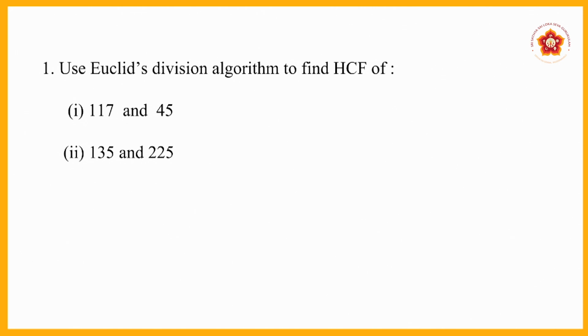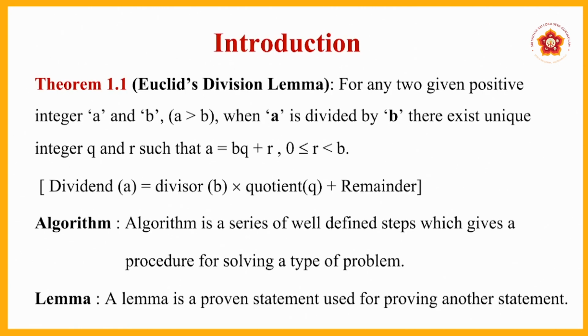Now, let us know what an algorithm is. An algorithm is a series of well-defined steps which gives a procedure for solving a type of problem. A lemma is a proven statement used for proving another theorem. Here in this class we are using the division algorithm to find the HCF of any two positive integers. This method is also used in computers to calculate the HCF of any two integers. Let us know how to find the HCF of the given two integers.